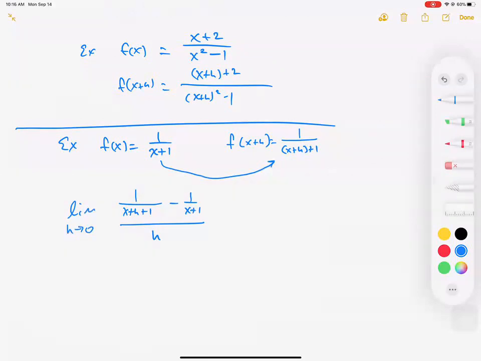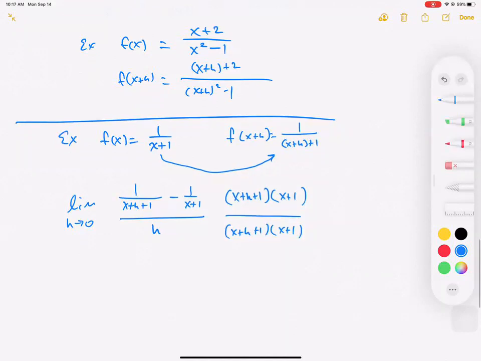Now, do you guys remember how to solve this? How do we get rid of these fraction problems when it came to limits? Because if I plug in 0 right now, we end up dividing by 0. So here's what we do. Let's multiply by the common denominator. In this case, the common denominator would be x plus h plus 1 and x plus 1. And we do that to the top and bottom. So it's ugly. That's what we do.